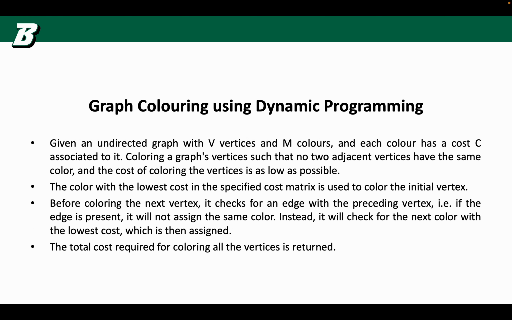Okay, let's get into the first one, dynamic programming. Here we consider an undirected graph with V vertices and M colors, and each color has a specific cost associated with it. The main thing is that no two adjacent vertices should have the same color, and we need to keep the total cost of the coloring as low as possible.